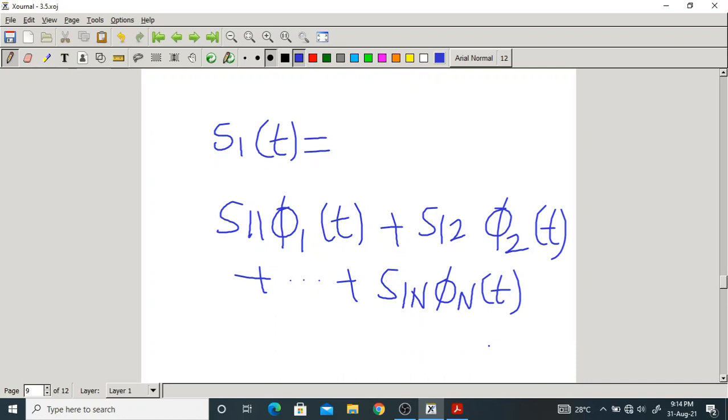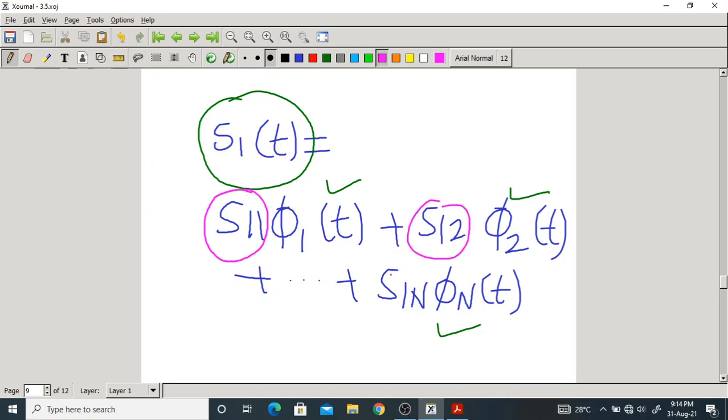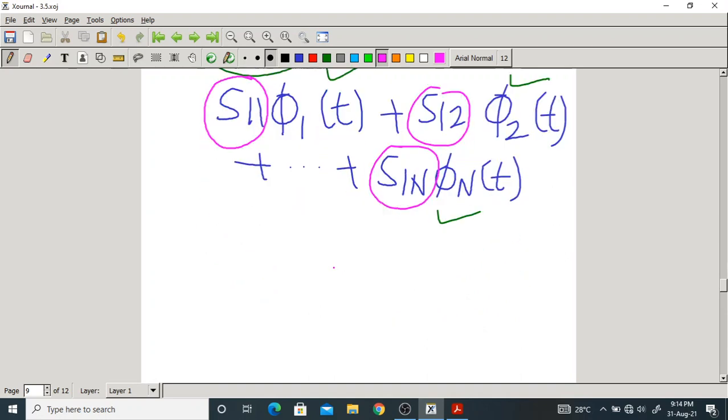Here what I have written? S1 of t is a linear combination of phi1 of t, phi2 of t, phi n of t. Obviously, these are the coefficients of expansion S11, S12, S1n. Now, if you write for the second signal, what is S2 of t?